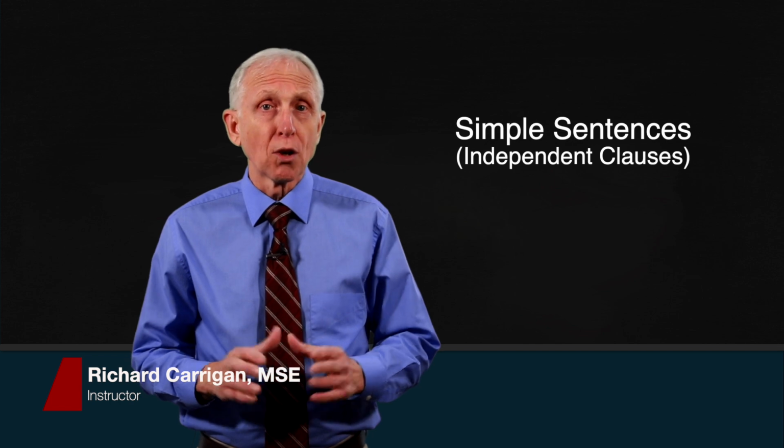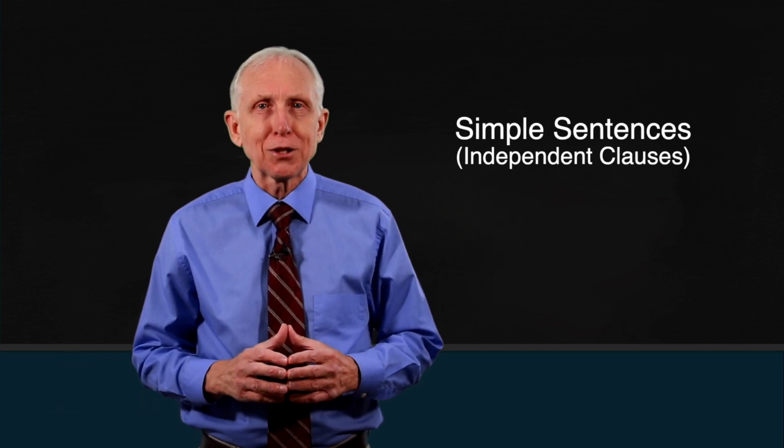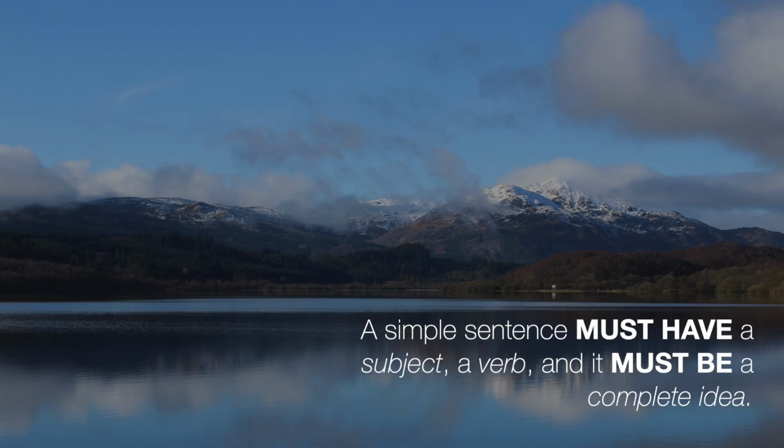Let's go ahead and begin by looking at simple sentences, or what we call independent clauses. A simple sentence must have a subject, it must have a verb, and it must be a complete idea. Let me repeat that one more time. A simple sentence must have a subject, it must have a verb, and it must be a complete idea.